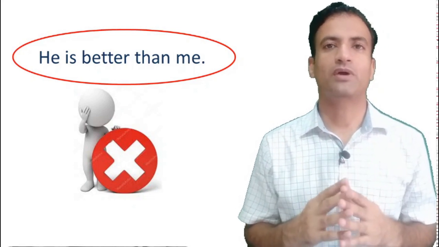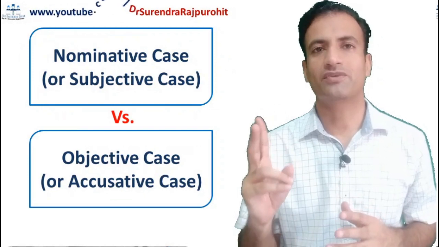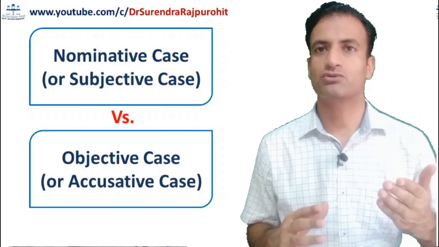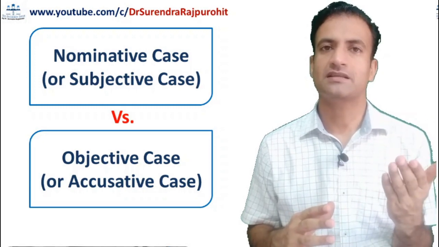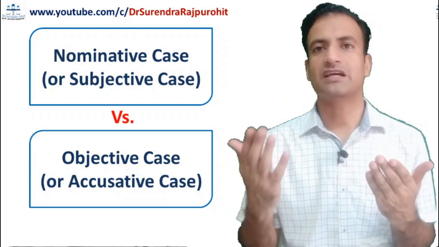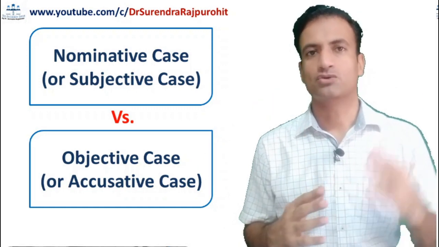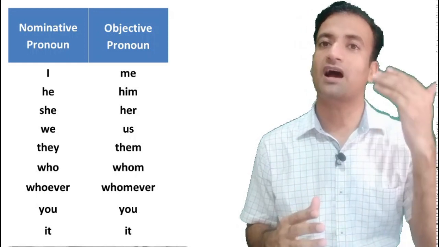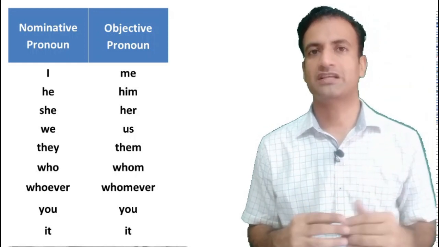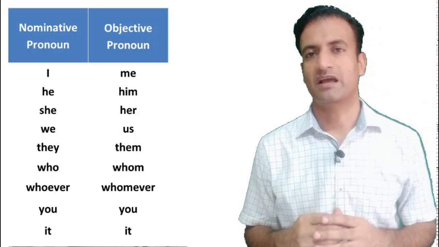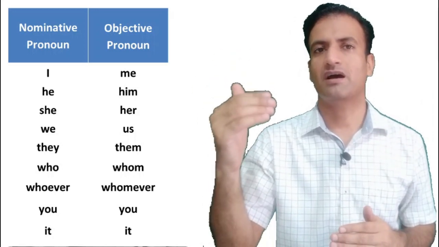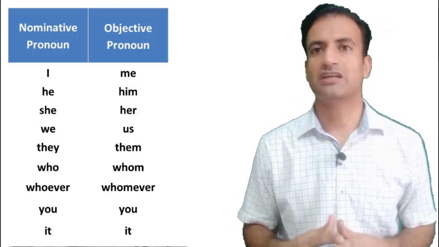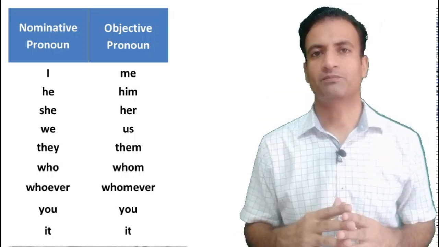For that, we need to understand the two cases of nouns and pronouns, namely nominative cases, which are used as subjects in a sentence, and the objective cases, which are used as objects in a sentence. So I, he, she, we, they, who, etc. are nominative pronouns, which are used as subjects in a sentence, whereas me, him, her, us, them, whom, etc. are objective pronouns, which are used as objects in a sentence.